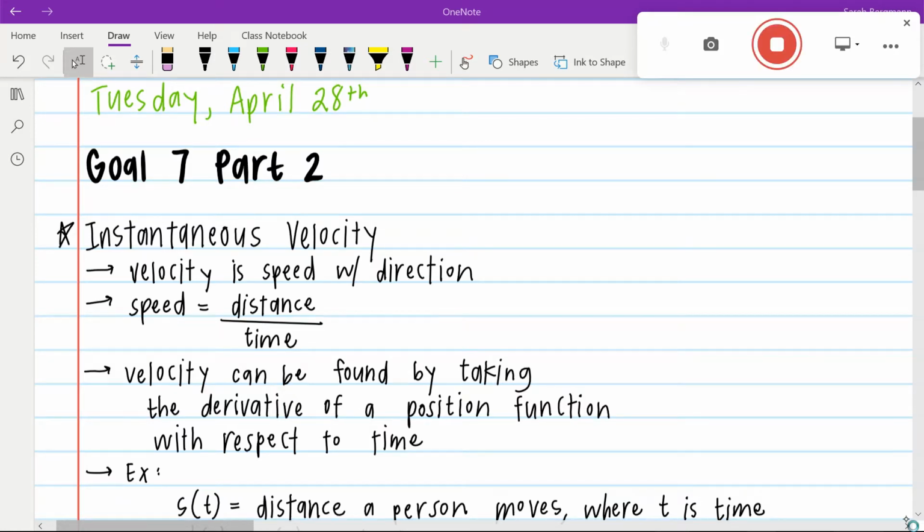Hey guys, today's Tuesday, April 28th, and we are continuing on with Goal 7, which is about derivatives, but today we are going to be talking about instantaneous velocity. Just as a quick overview, velocity is basically speed with direction.